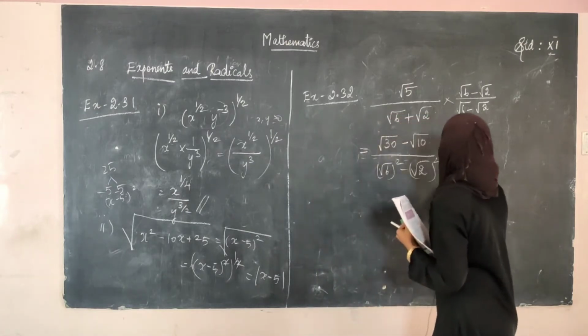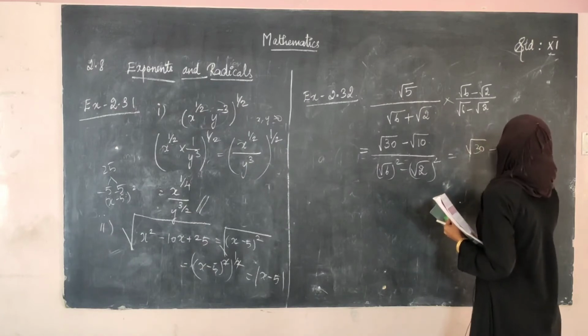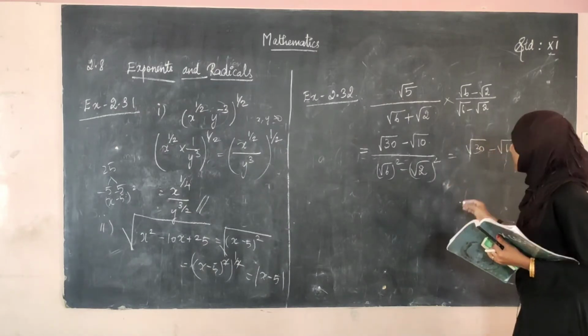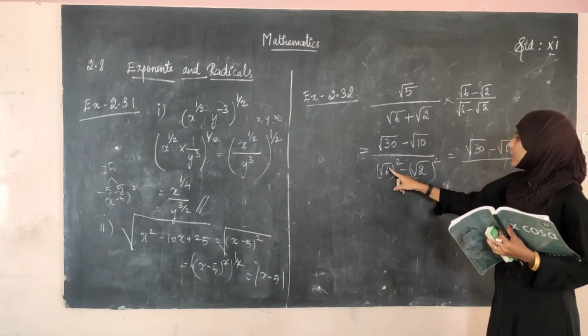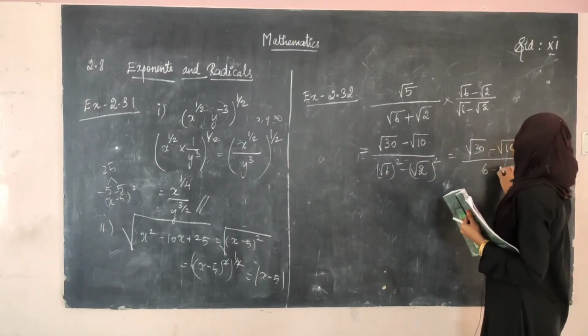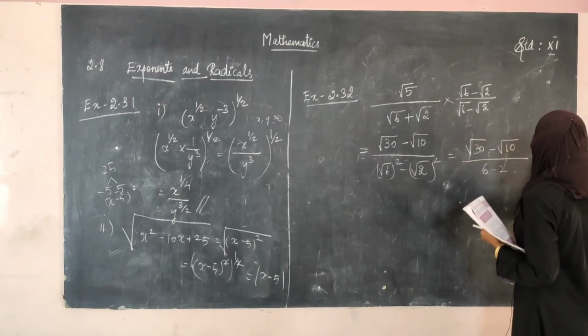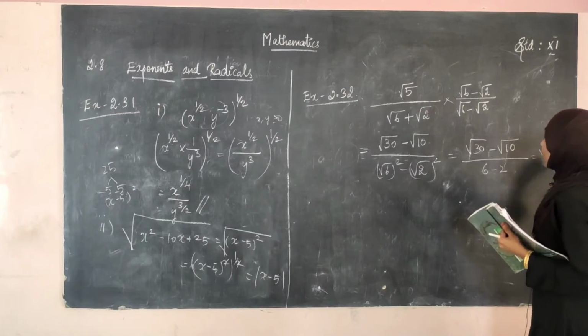A square is root 6 the whole square, minus root 2 the whole square. So this can be written as root 30 minus root 10, divided by root 6 the whole square minus root 2 the whole square, which becomes 6 minus 2. So the answer is root 30 minus root 10 divided by 4. This is the required answer.